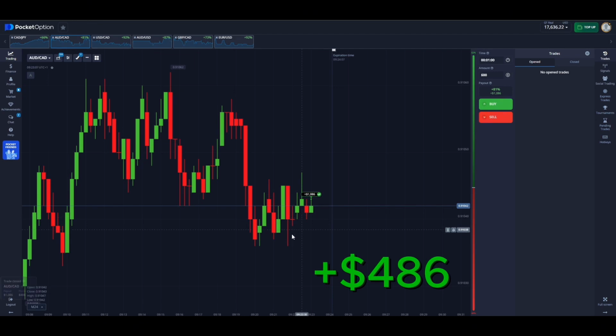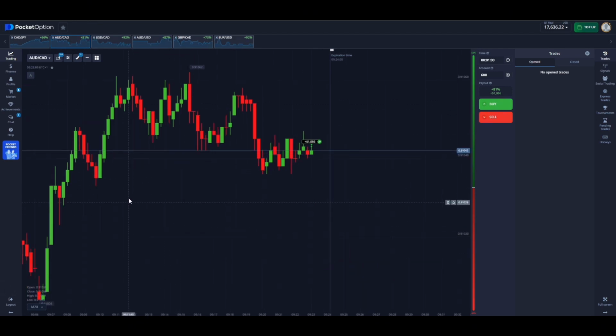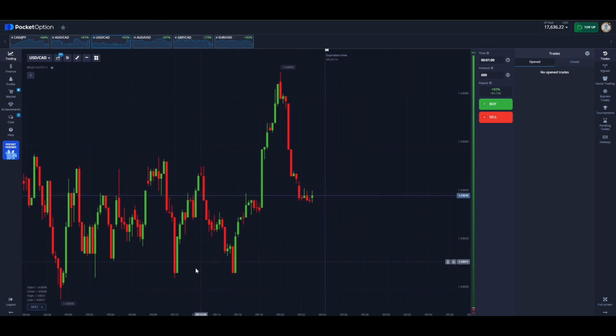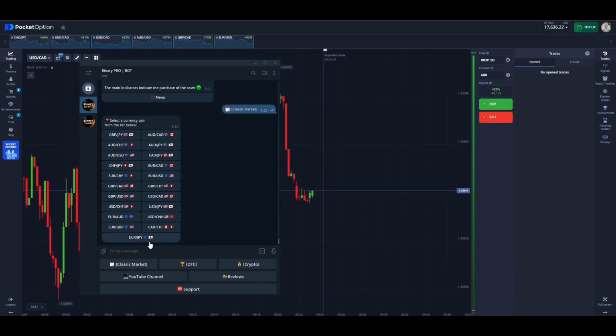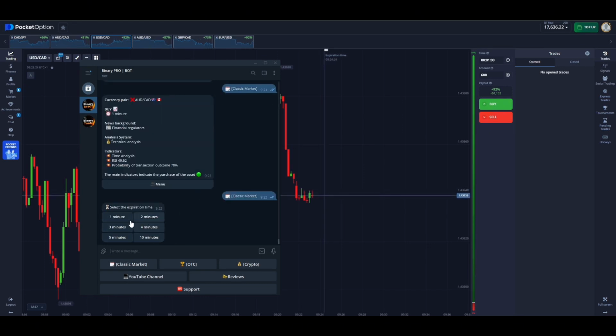There's a second profitable trade. And by the way, I want to remind you that the trading bot is not my main source of analysis. I've been trading for over 10 years, previously focusing on cryptocurrencies. And for the past couple of years, I've been dedicating more attention to the Forex market.